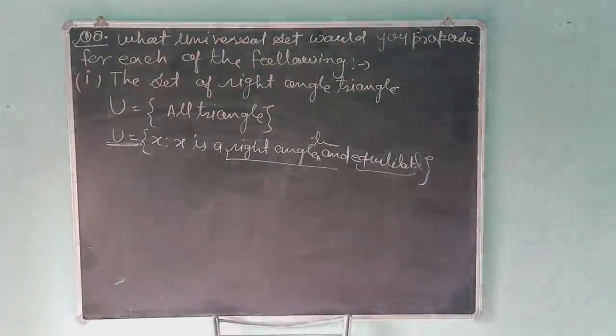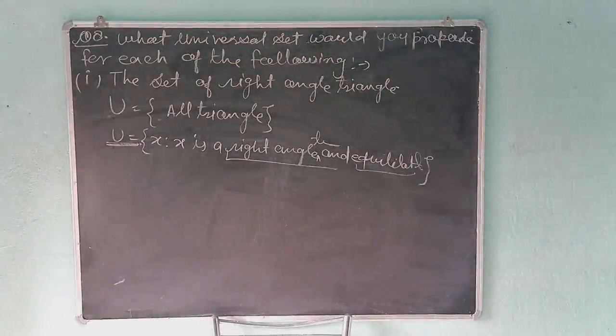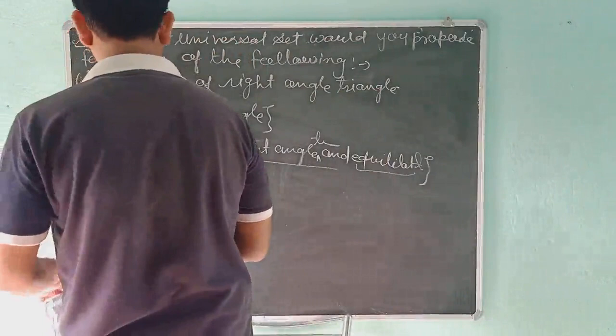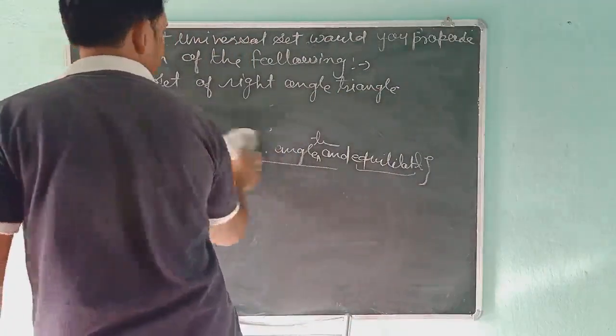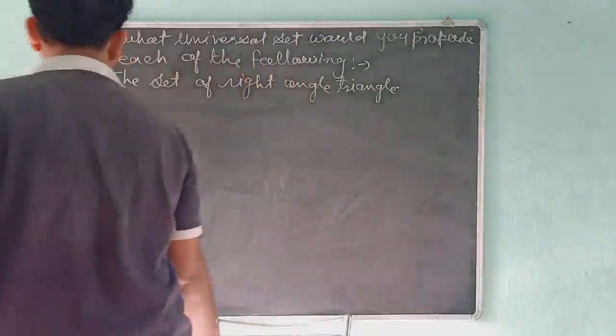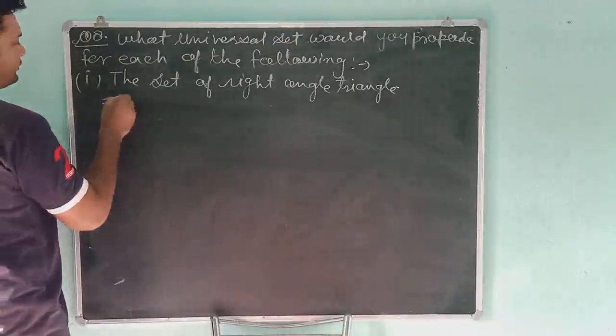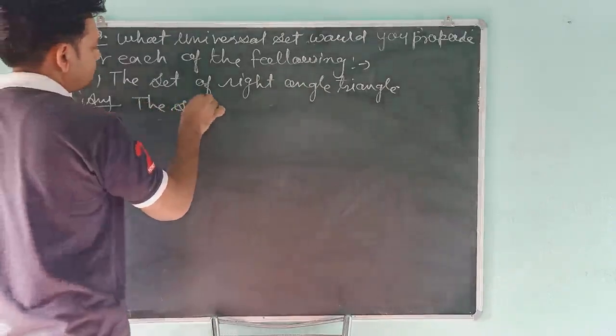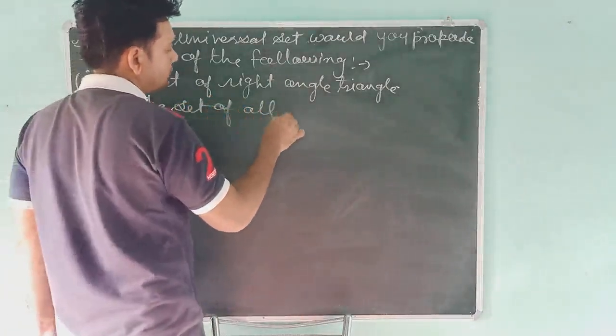And students, question number two is the set of isosceles triangles. So students, the answer will be the same for both questions: the set of all triangles. You will write the answer like this. The answer of this question will be the set of all triangles.